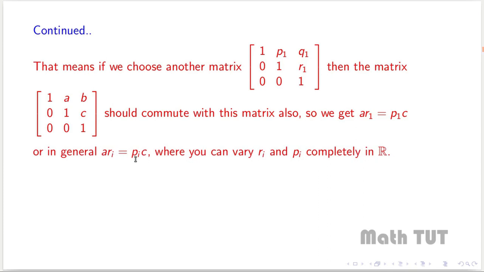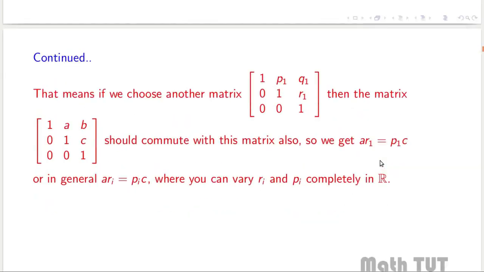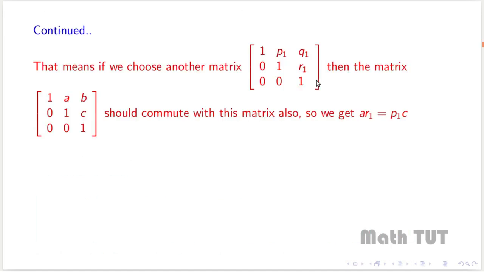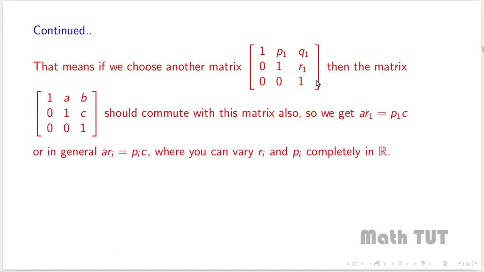If the matrix belongs to the center of G, it should satisfy ari equal to pic, where ri and pi vary completely over R. We don't have any restriction given in the problem; it's just given that p, q, r belong to R. So this is the condition we are getting. If you want this matrix to be in the center of the group, this condition should be satisfied. You can think that if you vary ri and pi completely, go on finding matrices of this form and check whether this matrix commutes with them, you have to check all these conditions.